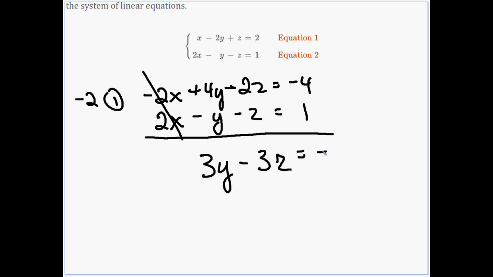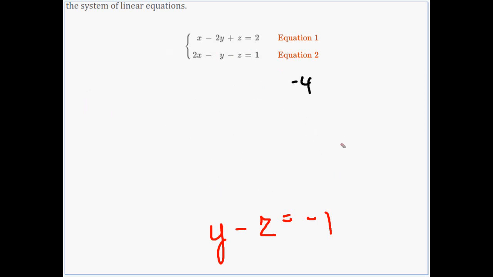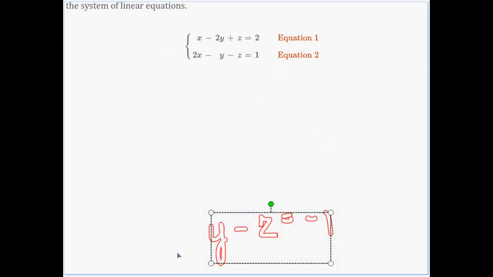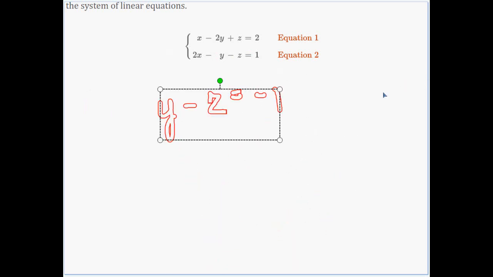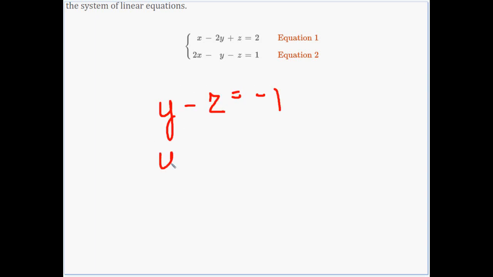Now we could leave it like that, but remember one of the things we can do with these systems is multiply or divide by the same number. Let's divide all of these by 3. So now we've got y minus z equals negative 1. This is enough to finish this system off, so to speak. I'm just going to get the y alone. Let's add z to both sides, so y equals z minus 1.